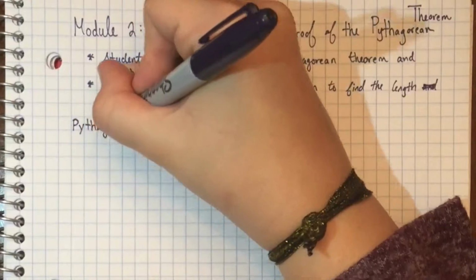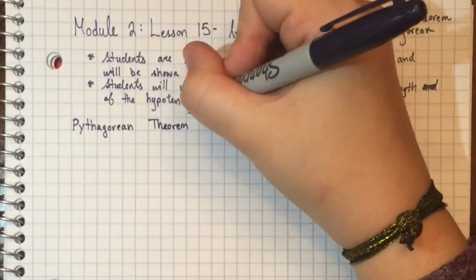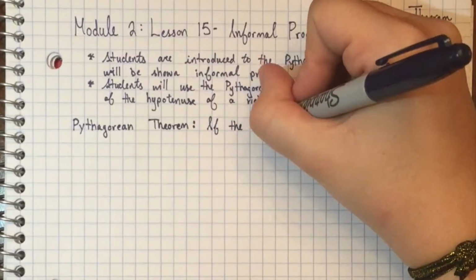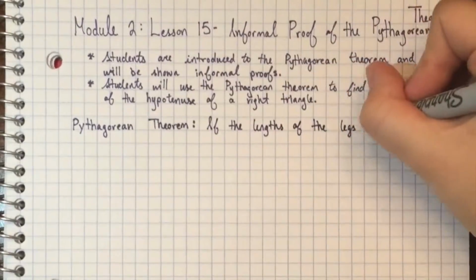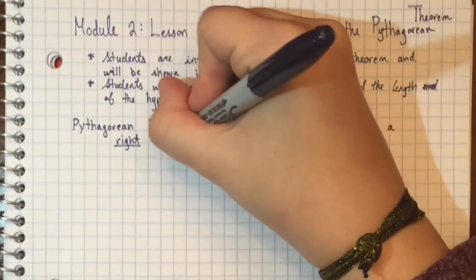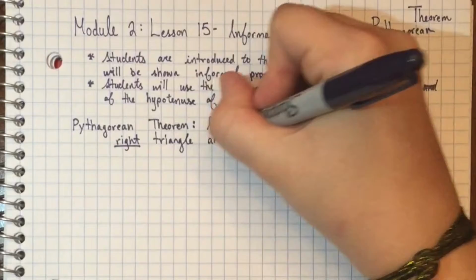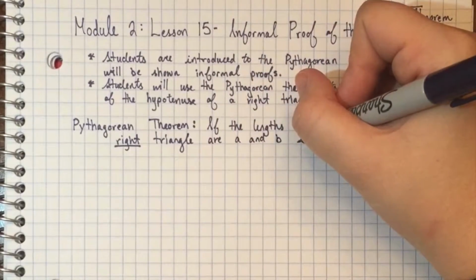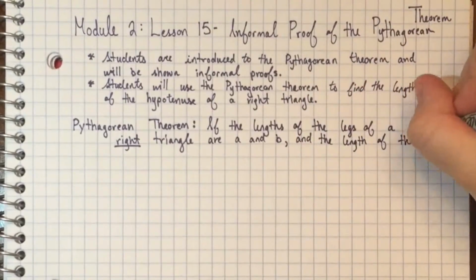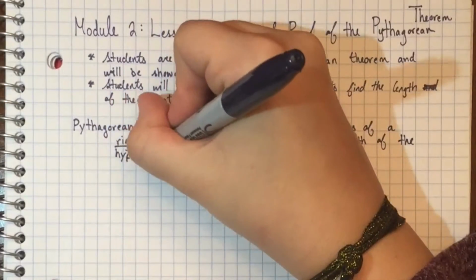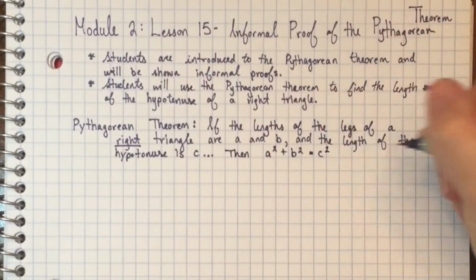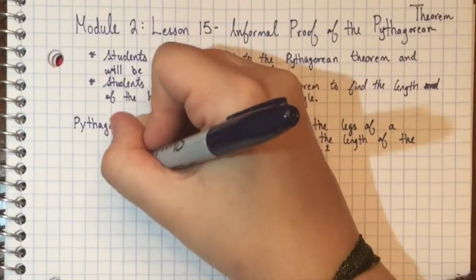So let's talk about the Pythagorean theorem. It is a mathematical theorem, so it has a formal description. The Pythagorean theorem says if the lengths of the legs of a right triangle, so again, this only works for right triangles, are A and B, so we're just labeling the legs of a right triangle A and B, and the length of the hypotenuse is C, so we're just naming it C, then A squared plus B squared equals C squared.